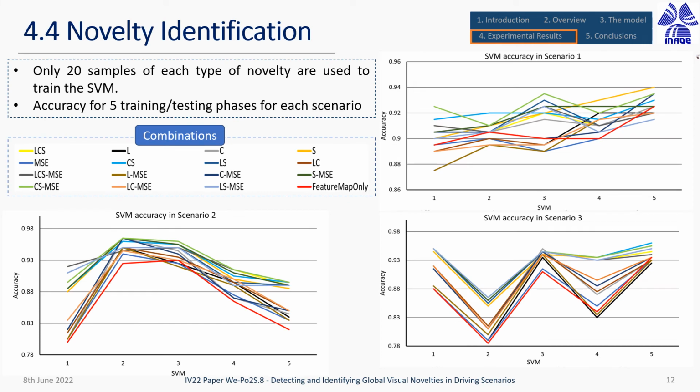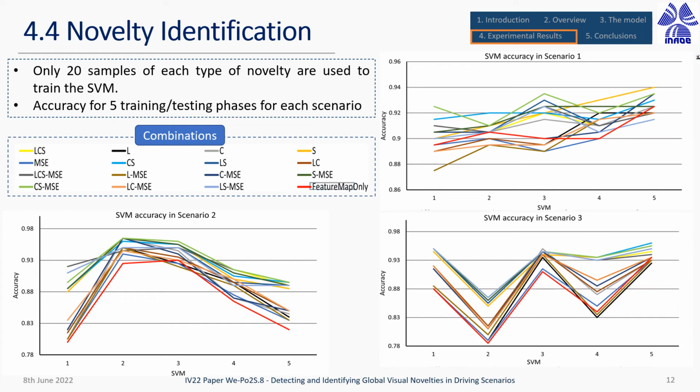For novelty identification, because of the novelty context, we maintain a constraint on the number of samples. Only 20 samples of each type of novelty are used to train a support vector machine. We present accuracy for 5 training-testing phases for each scenario. The graphics show the accuracy for each scenario when combinations of the feature map computed by the middle layer of the generator's network, along with mean square error and structural similarity index components like luminance, contrast, and structure, are used.